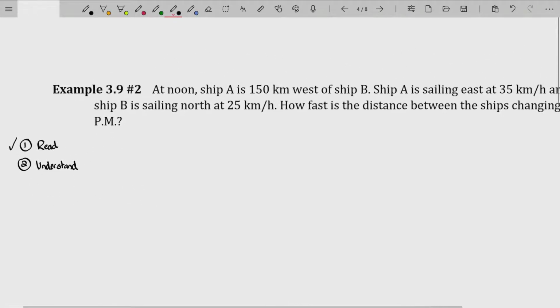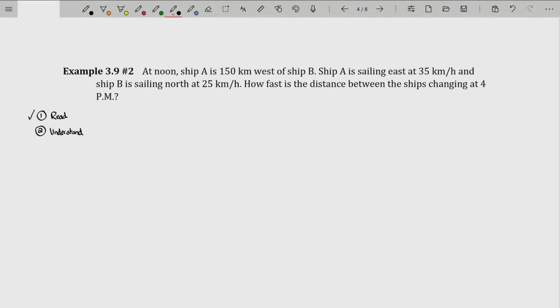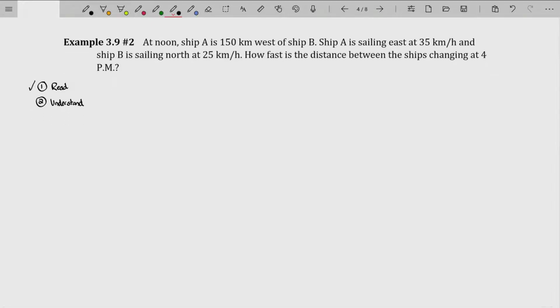I have a ship that's directly west of another ship initially. Ship A is going to be sailing due east, and Ship B is sailing due north. So I am going to plot things out like this. Here is Ship B initially, and here's Ship A initially. So I'll say A naught, B naught. I'm going to denote the way they're traveling using arrows.